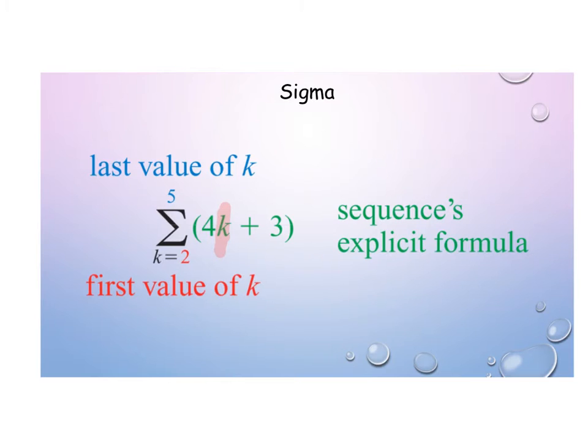So what that means is, when k is 2, I have 8 plus 3. When k is 3, I have 12 plus 3. When k is 4, I have 16 plus 3. And when k is 5, I have 20 plus 3. Now I add those up and I would have my answer. So it's going to be 30, 45, 50, 65, 68. All right, that's how that works. The meaning of all this. So this is going to be something you're going to have to learn.